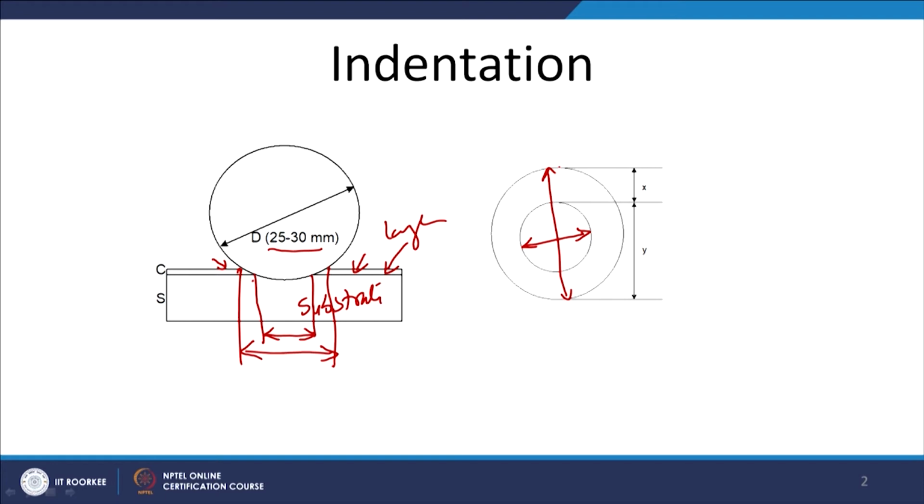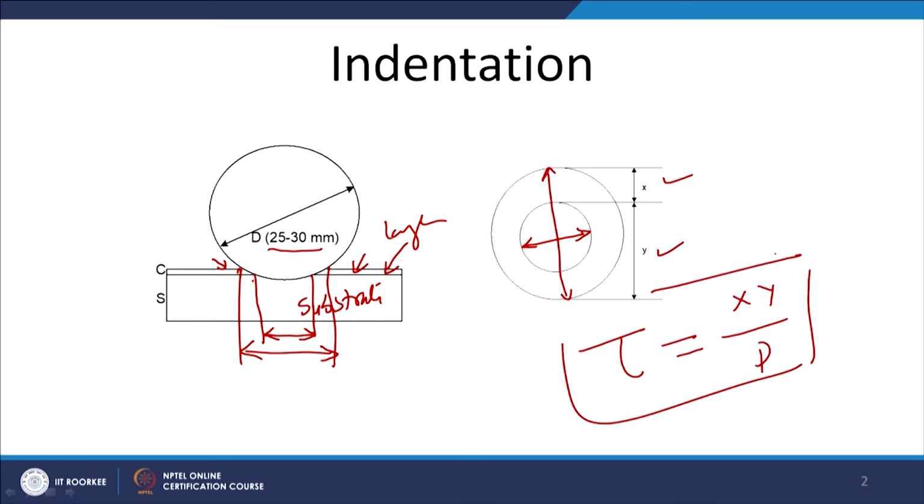And once we are able to get these two values, we can easily obtain the values of y and x, and this y and x are used to calculate the thickness of the modified layer, which is obtained from x into y divided by d. This is how it is obtained.